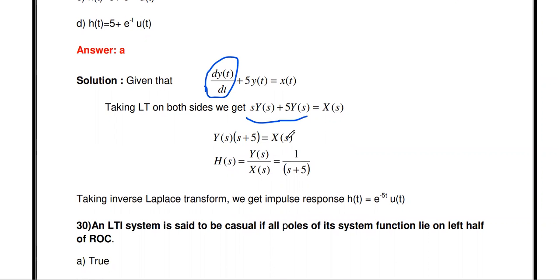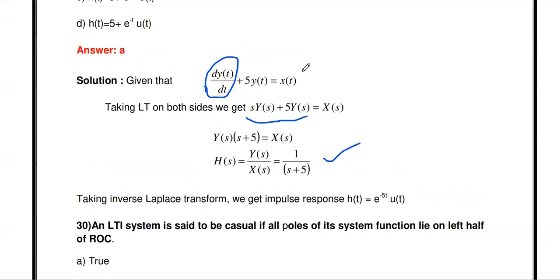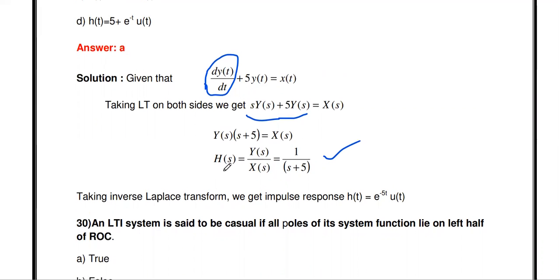So (s + 5) Y(s) equals X(s). From this, the ratio Y(s) by X(s) is nothing but the transfer function H(s). So H(s) equals 1 by (s + 5). From the given differential equation, first we have to find the transfer function.